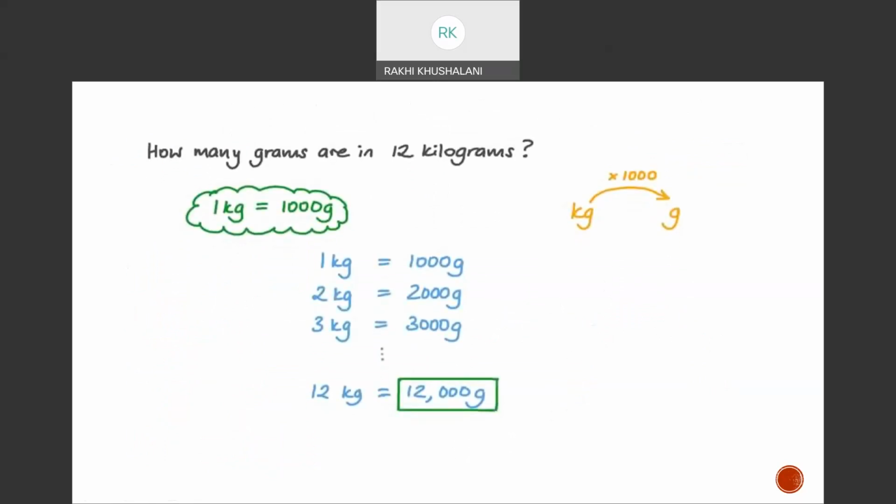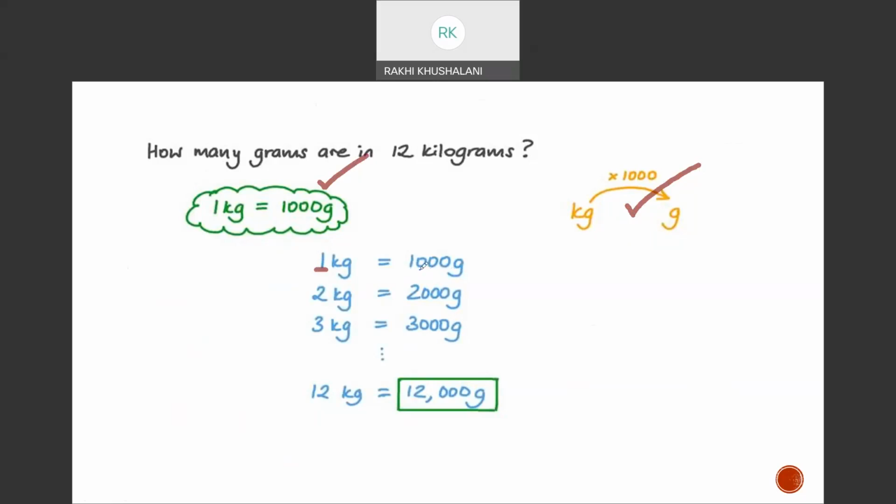Then, how many grams are there in 12 kilograms? There is one question for you. How many grams are there in 12 kilograms? Now, kilograms is the highest unit और उसमें कितने grams है, मतलब छोटे unit पर जाना है. That means obviously we are going to multiply by 1000. If you can see here, 1 kg is equal to 1000 grams. And because I'm going from kg to grams, I'm going to multiply it by 1000.